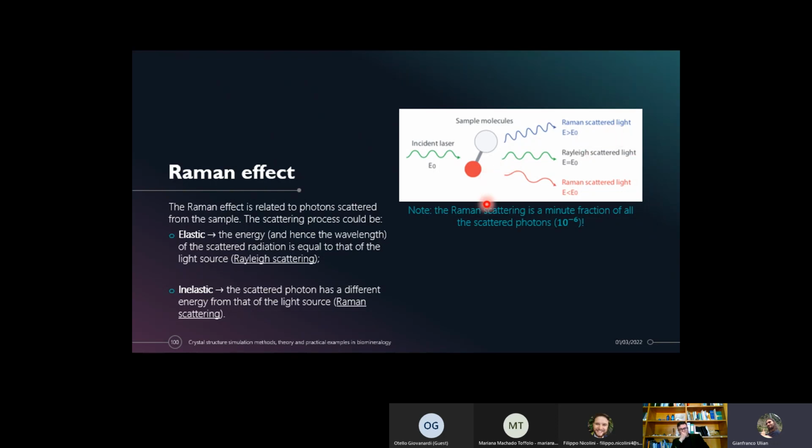But a very tiny fraction of this incident light may be inelastically scattered by your sample. One photon in every 1 million photons that interact with your sample is inelastically scattered with a different energy, E, that can be either greater than the incident energy or lower than the energy of the monochromatic light. And this is the Raman effect.